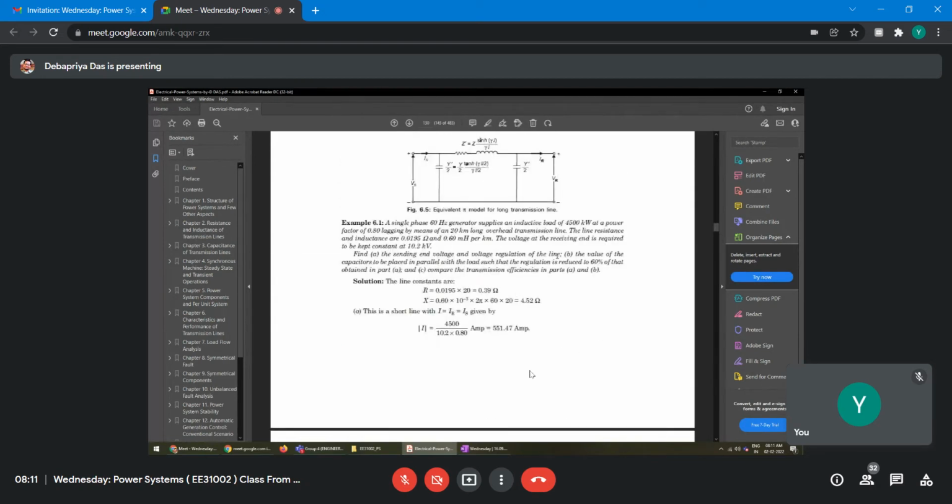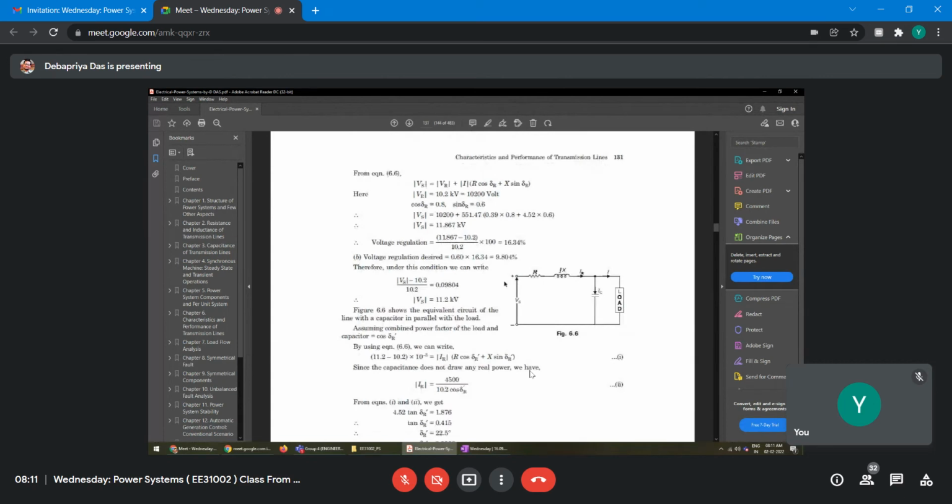Now we want the voltage regulation to be reduced to 60% of that. That means in the second case, the voltage regulation required is 60% of 16.34, so 0.6 into this much. So under this condition, regulation (Vs minus Vr) upon Vr is equal to 0.09804. Therefore, the sending end voltage should be 11.2 kV, that is the magnitude.